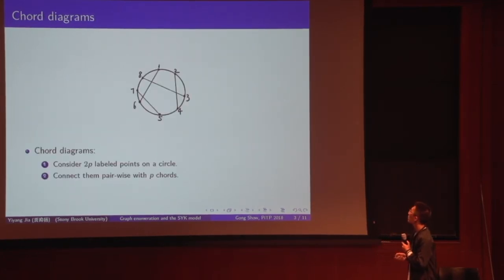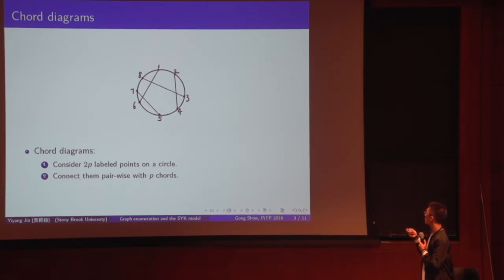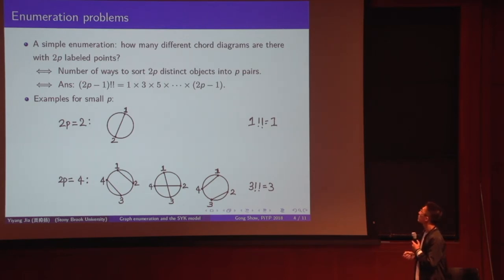So consider 2P labeled points on a circle and then connect them pairwise with P chords. Here's an example with four chords and eight points. And we call these diagrams chord diagrams. We begin with a simple question. How many different chord diagrams are there with 2P labeled points? This is equivalent to sorting 2P distinct objects into P pairs, and the answer is simply (2P minus 1) double factorial. And here are some examples for small P.